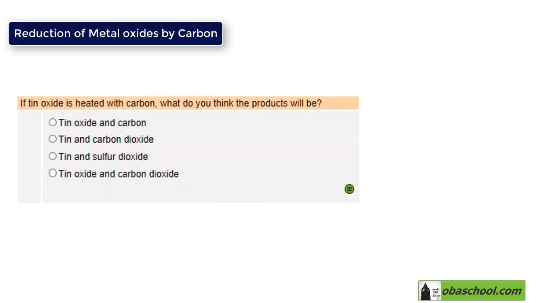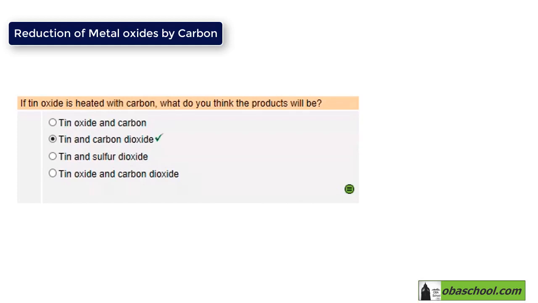So if tin oxide is heated with carbon, what do you think that the products will be? Tin oxide and carbon, tin and carbon dioxide, tin and sulfur dioxide, or tin oxide and carbon dioxide. Think about it.